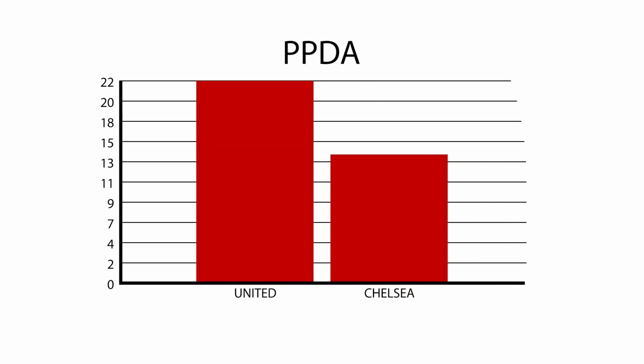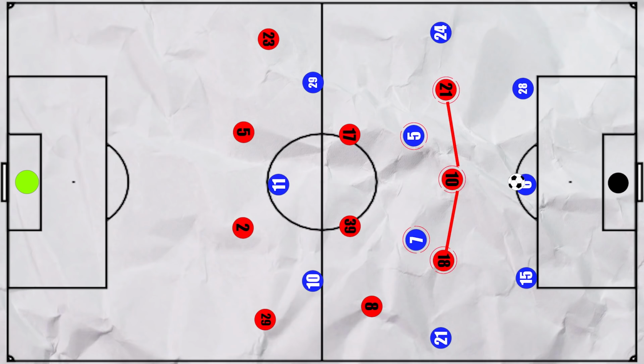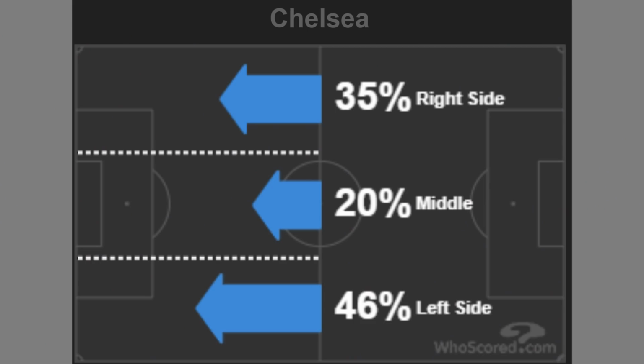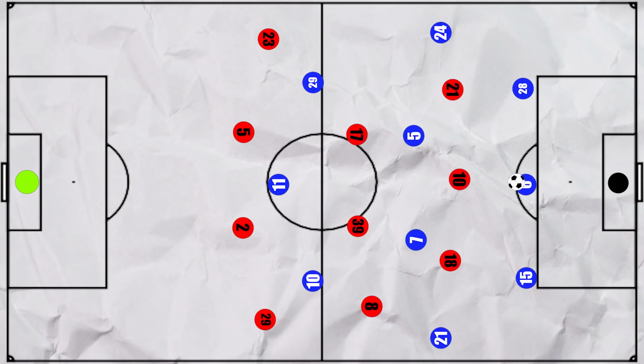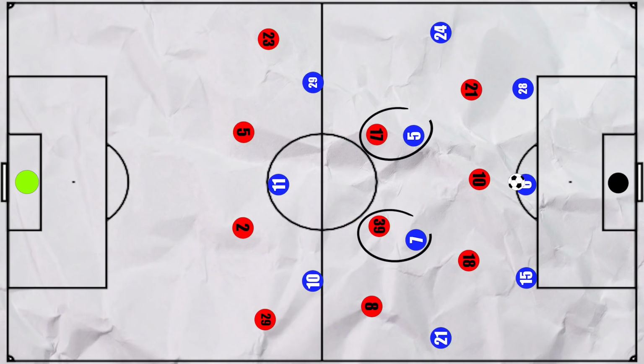Their willingness to sit off is shown with a high passes per defensive action of 22, showing that they weren't keen to press. They were quite effective in stopping this central progression, limiting Chelsea's central attacks to just 20%. In addition, Kanté and Jorginho only had the 5th and 6th most touches for the side. This central play was backed up by Fred and McTominay, who would look to push onto Chelsea's pivots.